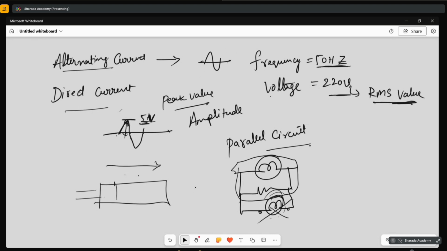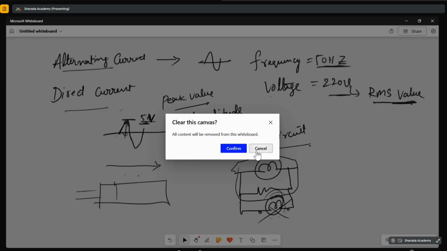Next, we are using the fuse. Why do we have to use the fuse? Shall I clear this? I think everything we have written yesterday. So everything in a house is connected with only a parallel circuit. So the fuse is always connected in series, right?